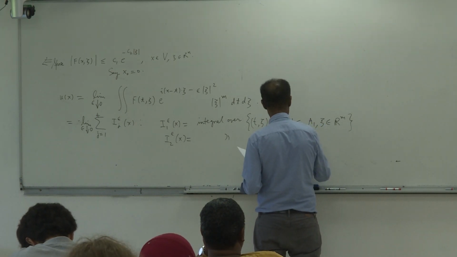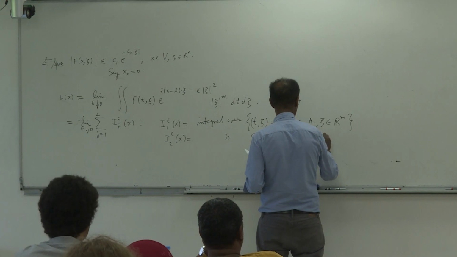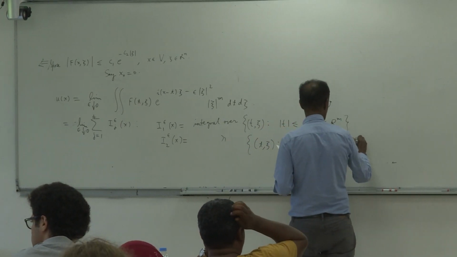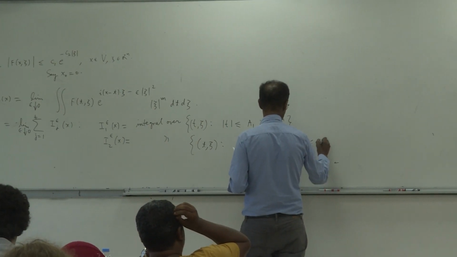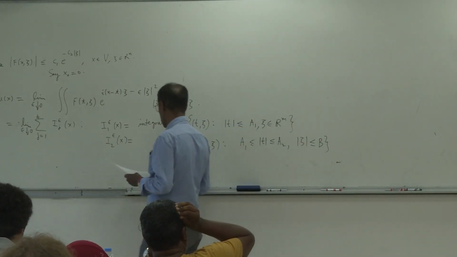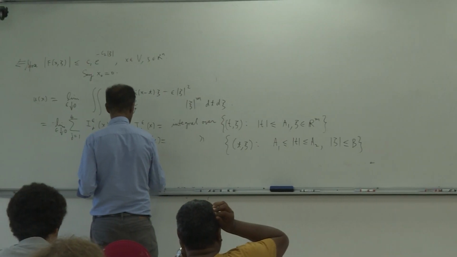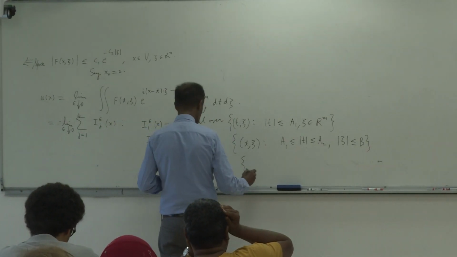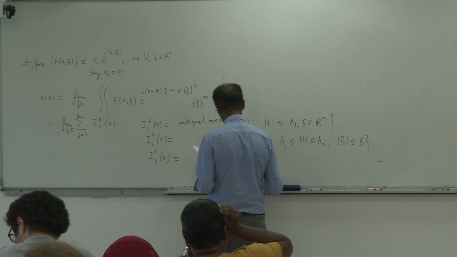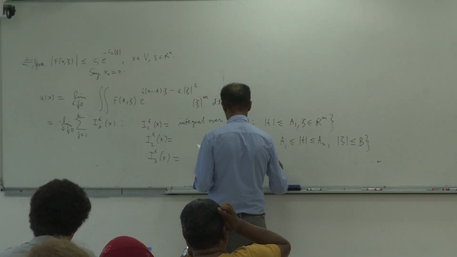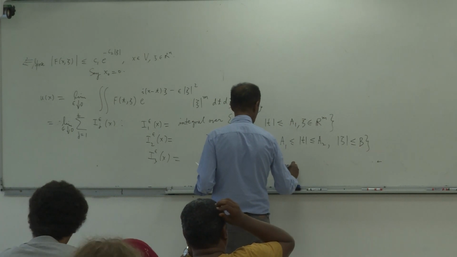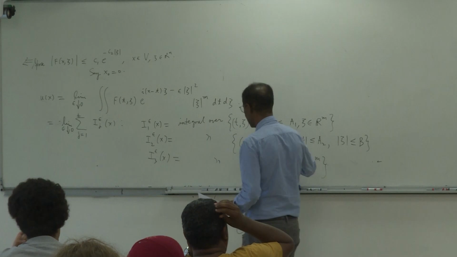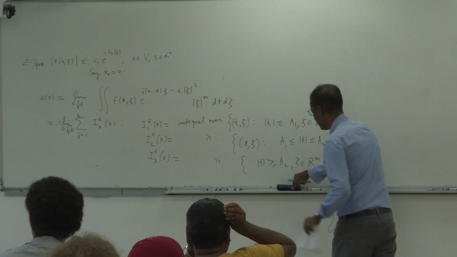T is between A1 and A2, and C is less than or equal to B. This is to be specified. And I3 is the integral over a region in TC space where T is bigger than or equal to A2, no restriction on C. And now these 3 integrals, they will be very easy to analyze, very easy.